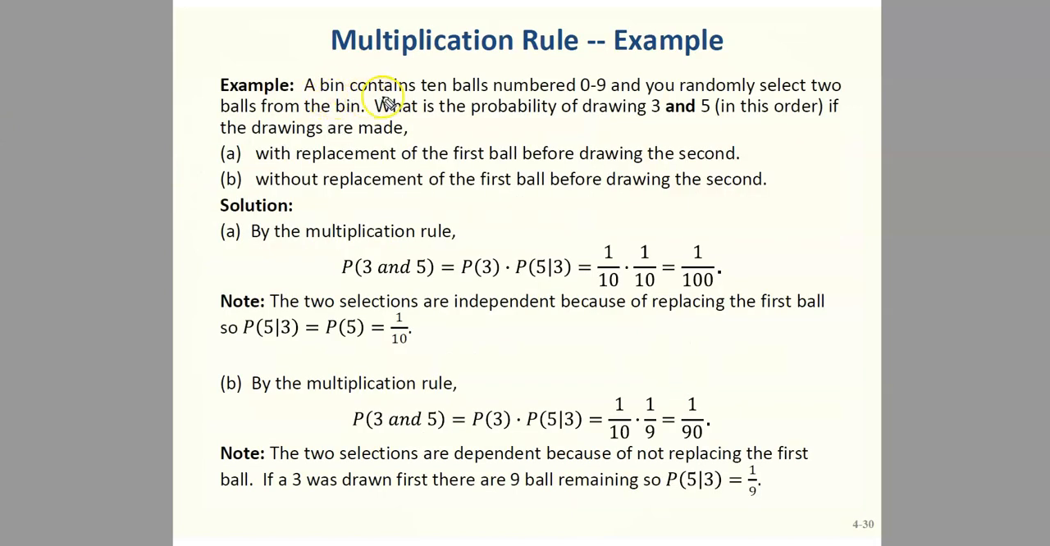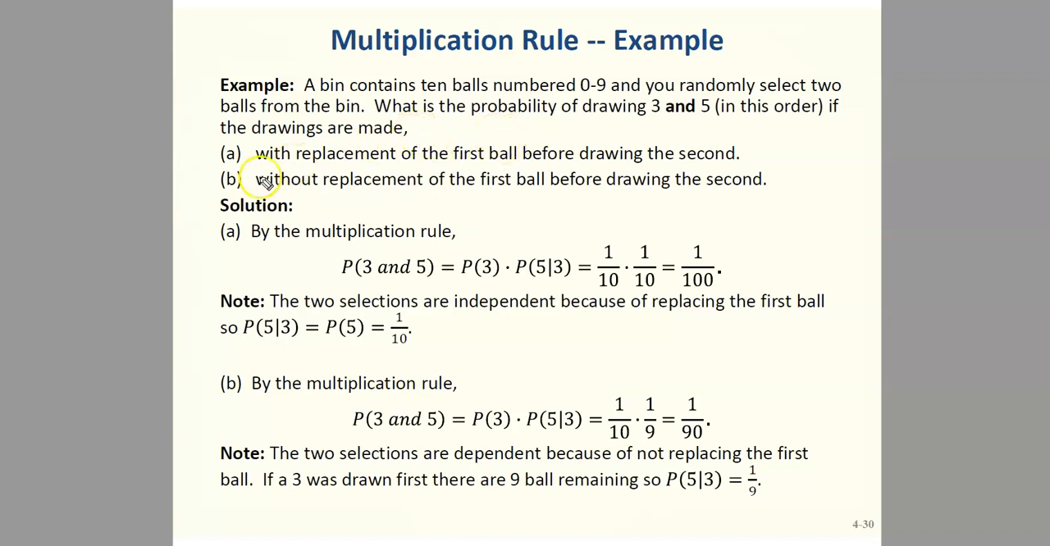So in this problem, we have a bin that contains 10 balls numbered 0 through 9, and we randomly select 2 balls from the bin. What is the probability of drawing a 3 and then a 5 in this order? And we also have some conditions here.